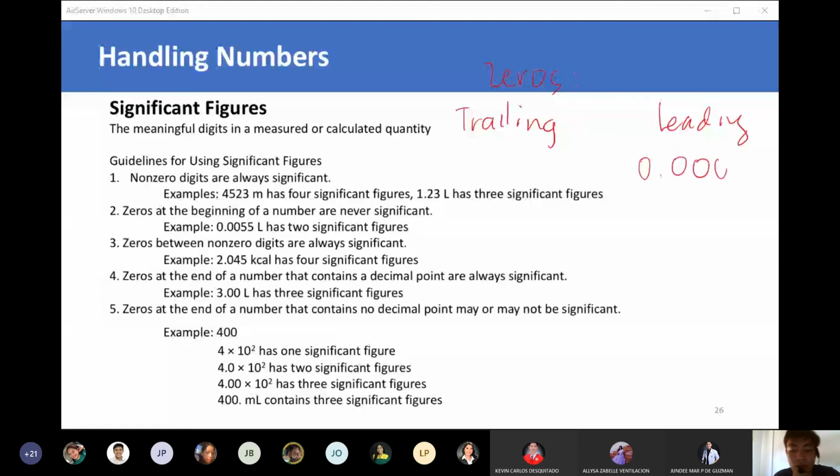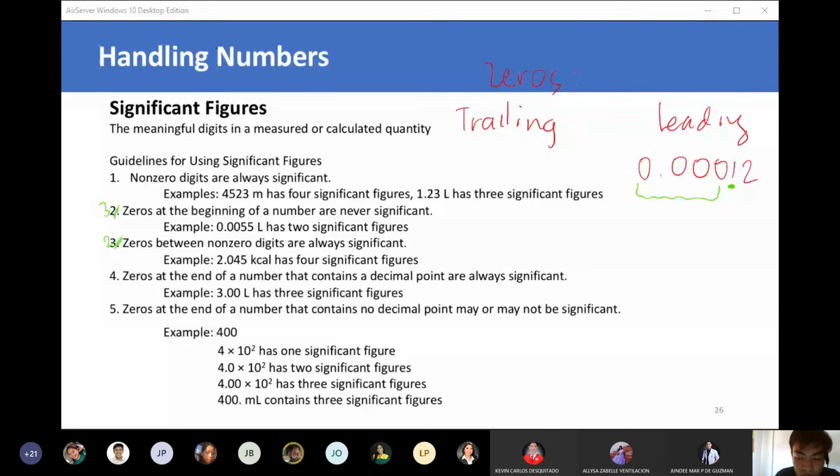For example, 0.00012. These zeros here, the first significant digit is the 1 because it is non-zero. All these zeros in front of it are called the leading zeros. What does the rule say about them? According to the third rule, zeros at the beginning of a number are never significant. That means leading zeros are not significant.